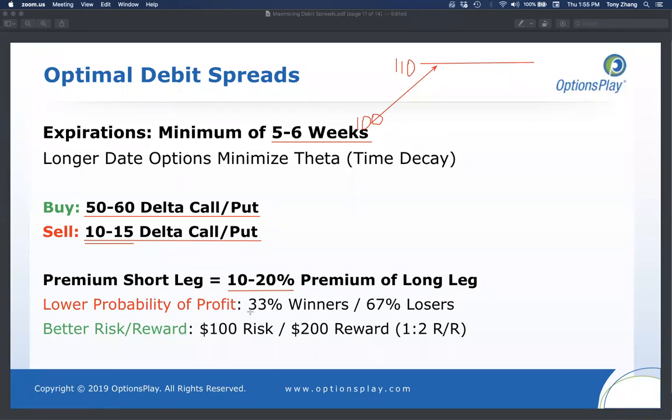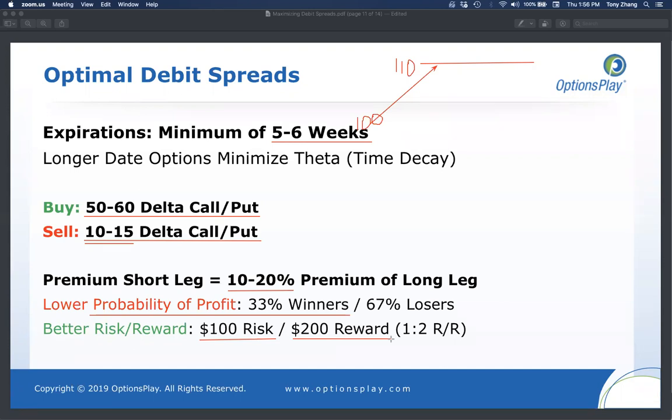When you do this, you're going to see relatively lower probabilities of profit. I get a lot of questions from users saying, why do we trade debit spreads that have a 35% chance, 40% chance of winning? The answer is because I have really good risk to reward. For every $100 I risk, I generally can make roughly $200 in reward. So significantly better risk to reward with a lower probability of profit.